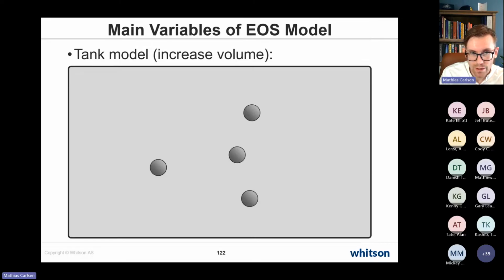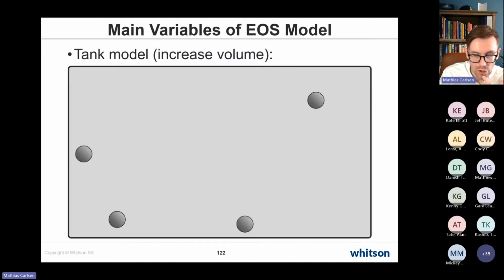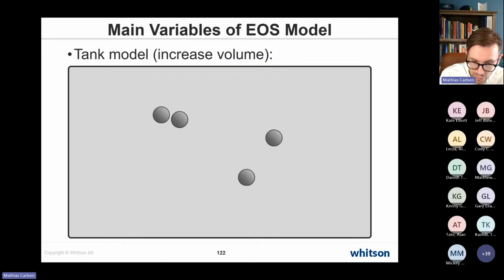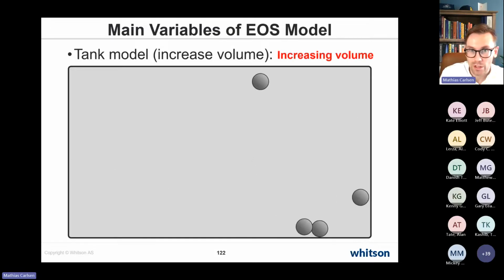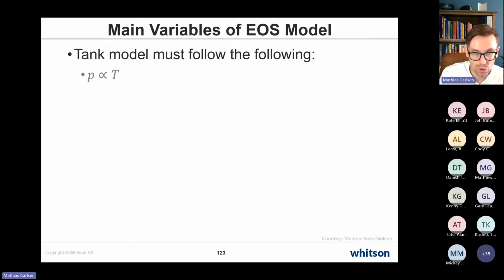And if you increase the tank volume that we're looking at right here, then the opposite happens. Your pressure will start to go down. With just this very simple tank model, we've been able to make a few observations: pressure is proportional to temperature, pressure is proportional to the number of moles, and pressure is inversely proportional to volume. That results in what we call the ideal gas law.